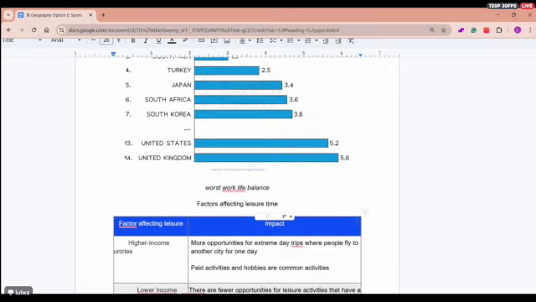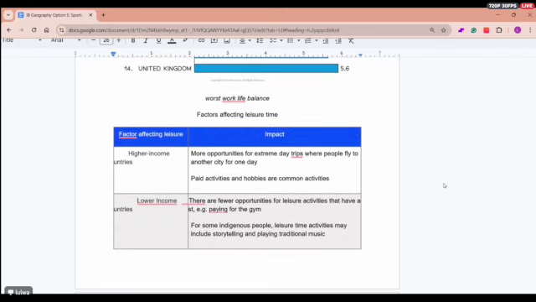But then, what are the factors that impact leisure time? So in higher income countries, they have more opportunity for day trips, where people fly to another city for a day, and paid activities and paid hobbies are common activities. What that means is, for example, you know how pickleball or paddle is a really trendy sport right now. And so people in high income countries have the ability to pay for a private trainer, for example, or for tennis or for football. They'll have the ability to pay for someone to coach them.